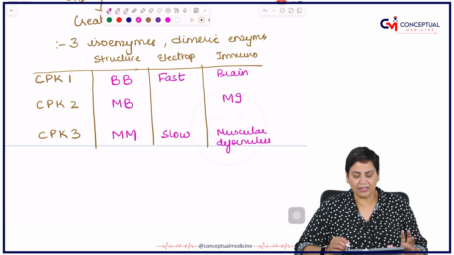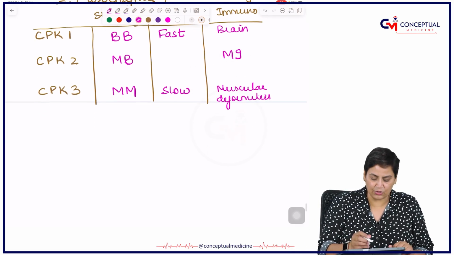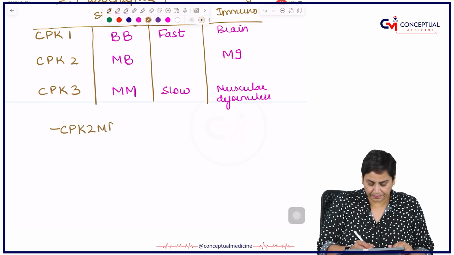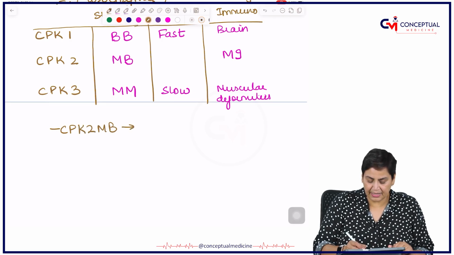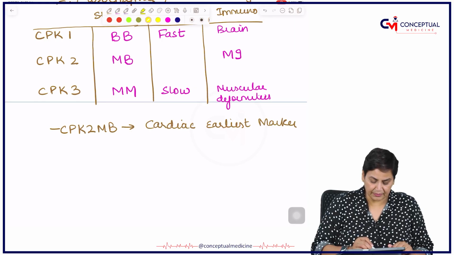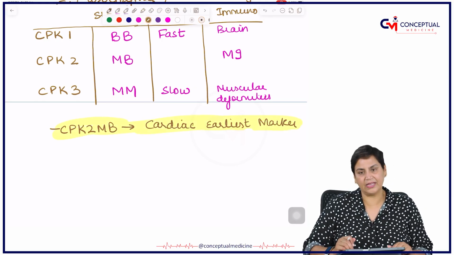So these are the 2 very, very important examples of isoenzymes, and I will write it here that CPK2-MB is a cardiac earliest marker. Very important. So these are the isoenzymes.